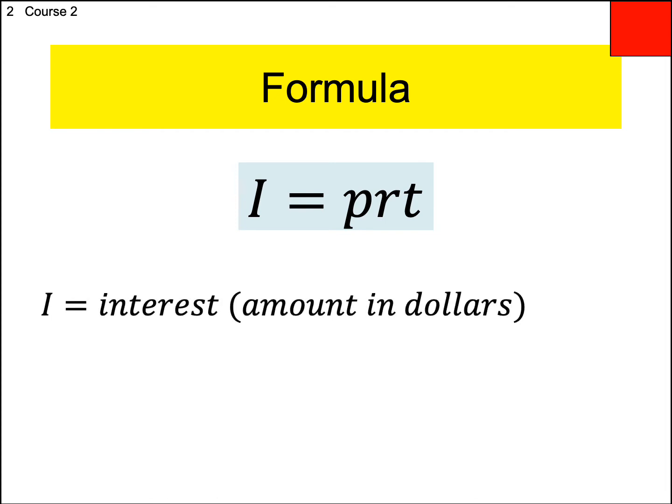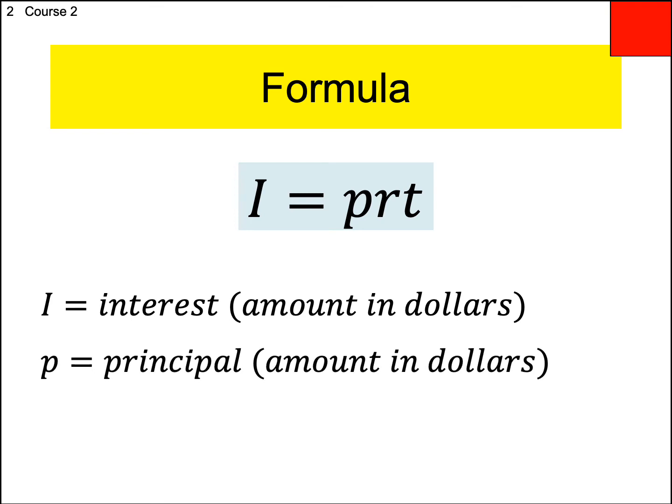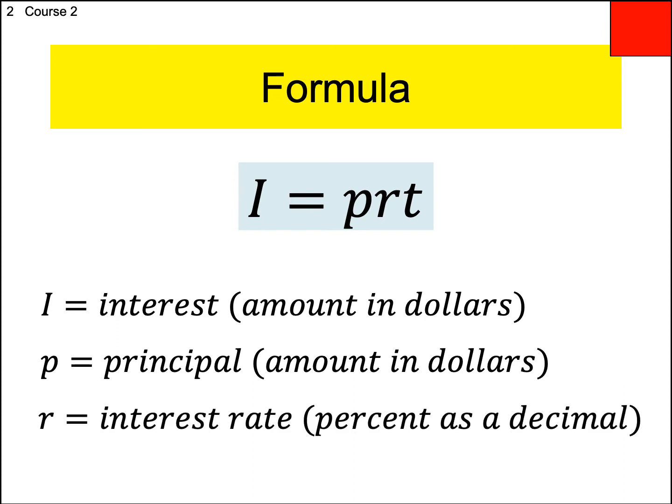I stands for the interest that you receive or you pay in dollars. P stands for the principal. That's the amount of your loan or the amount that you have in your savings account. R is your interest rate. That's going to be written as a decimal. Almost all our formulas, other than the one that we did last night, have the interest rate written as a decimal. And then lastly, T. This is an important one. T is time in years. Not in months, not in days, not in hours, but in years.